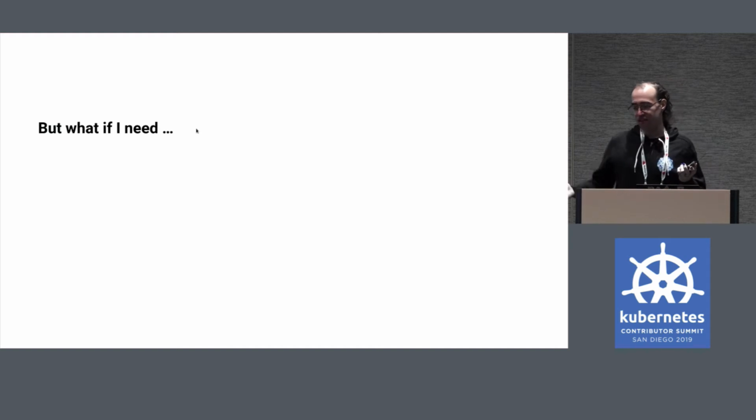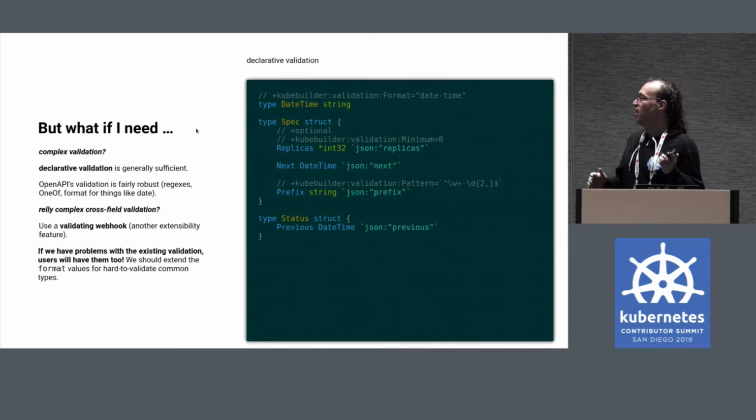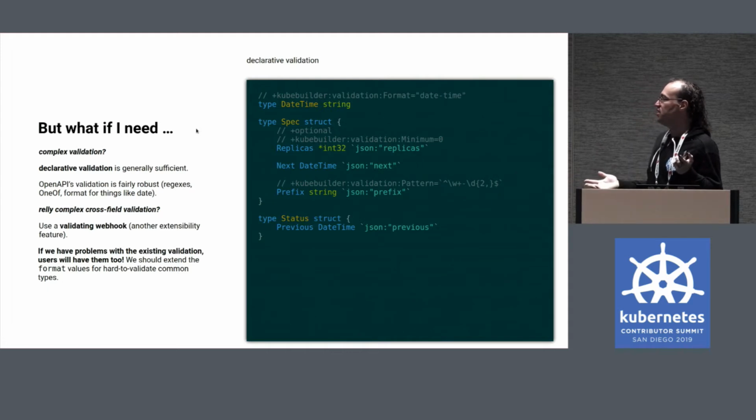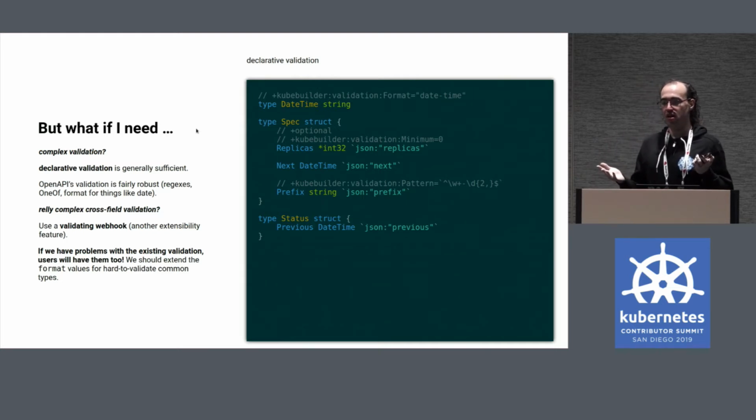So let's talk about some of the things that CRDs can do, and where we're good with CRDs and we've reached parity with built-in APIs, and maybe where you might fall back to a built-in API. So let's talk about validation and defaulting. We actually have pretty robust validation and defaulting from OpenAPI specs. OpenAPI's validation is pretty flexible.